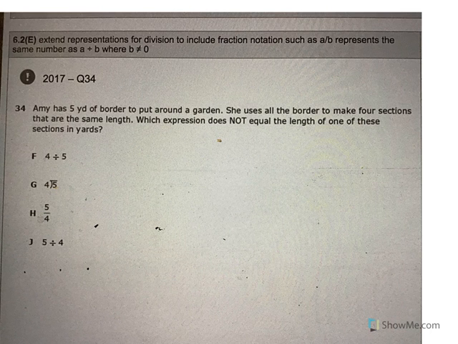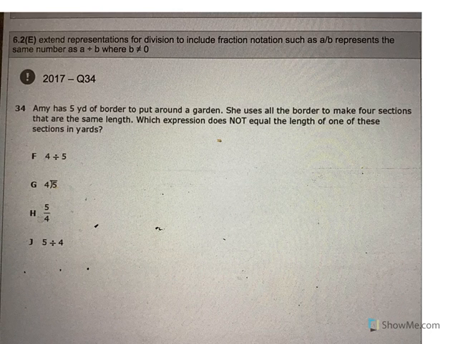All right. So there weren't a lot of questions on 6.2B. So now we're going to go to 6.2E. Extend representation for division to include fraction notation such as a over b represents the same as a divided by b, where b can't be 0.